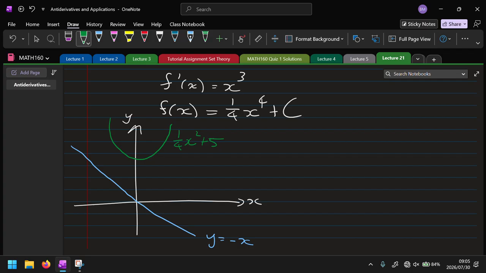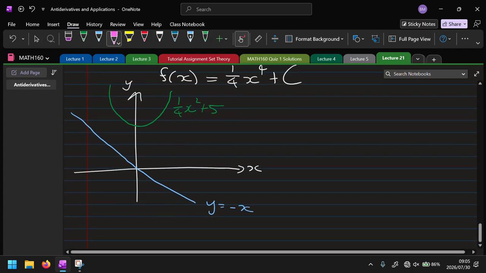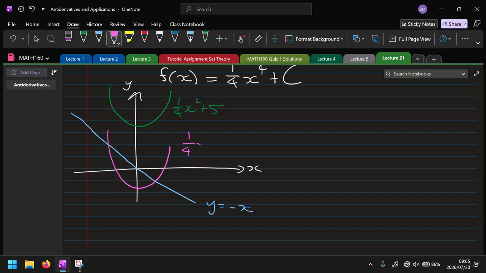Okay, what happens if c is like minus 2? That means we're taking our function and we're shifting it down. Well, then it might look something like this. Okay, we're shifting it down. We see that plus 5 is too much. It's above the tangent line. Minus 2, that's too small. And now it's below the tangent line. So somewhere in between, it's going to be touching the tangent line. So what we want is the special value of plus c. That will do this.